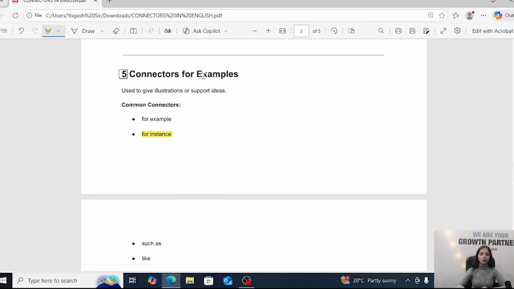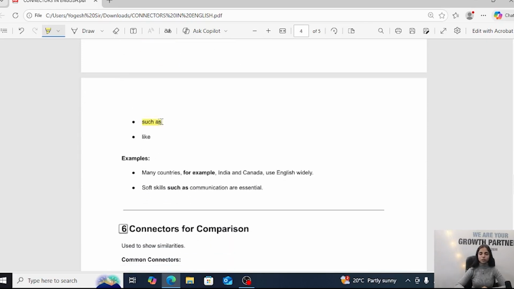Next are the connectors for examples. Sometimes you explain your whole topic using a lot of examples, but every time you can't say for example. So there are multiple other options. Instead of saying for example, you can say for instance. You can also say such as, or you might say like. Like is generally these days used as a filler by so many people. When they don't know what to speak, they say like. But it's not like that. Like is a connector which we use just to give an example when we are explaining some particular thing to somebody.